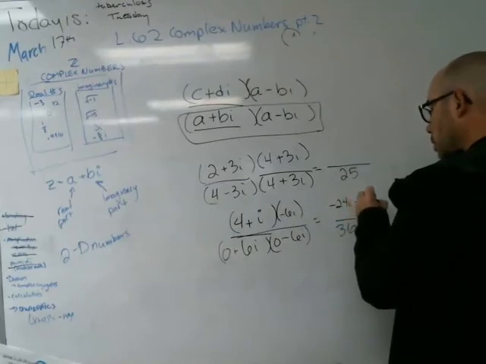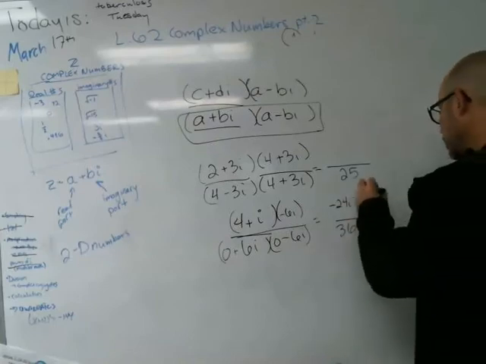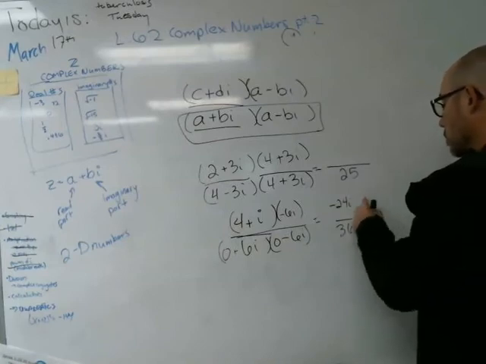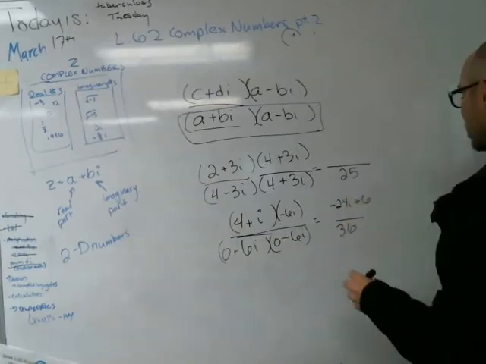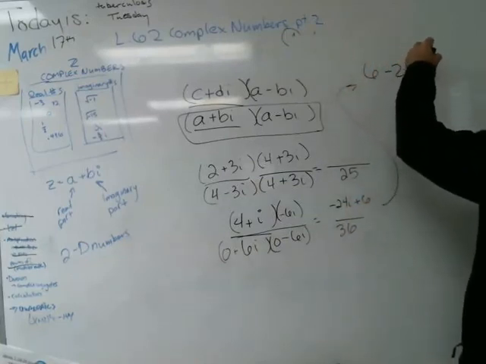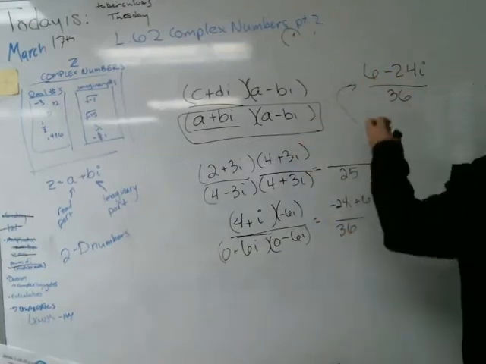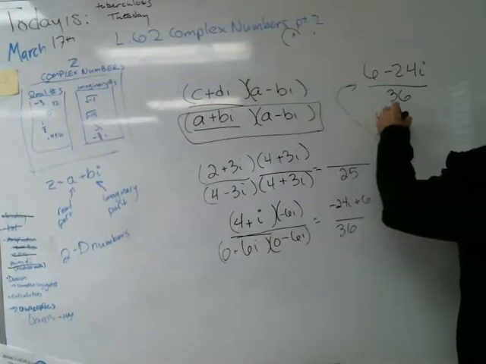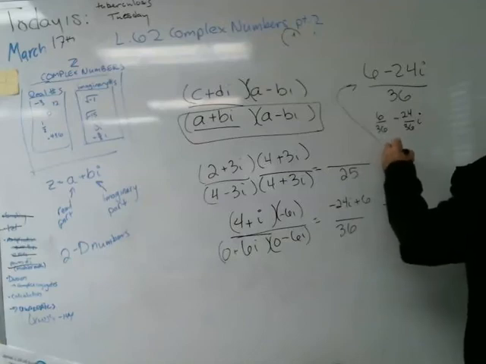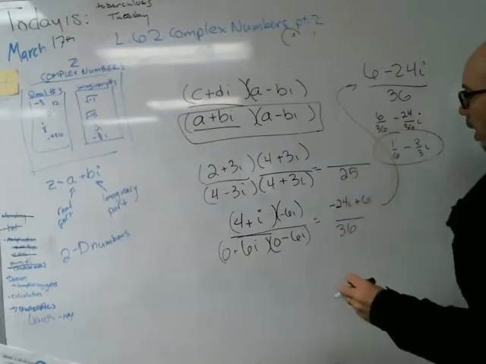On the top, we'll have negative 24i minus 6i squared. i squared is negative 1. That makes this one equal a plus 6. And I just need to rearrange the parts. That one turns into 6 minus 24i over 36. And then typically we split that up into real and imaginary parts. 6/36 minus 24/36 i, or 1/6 minus 2/3 i.